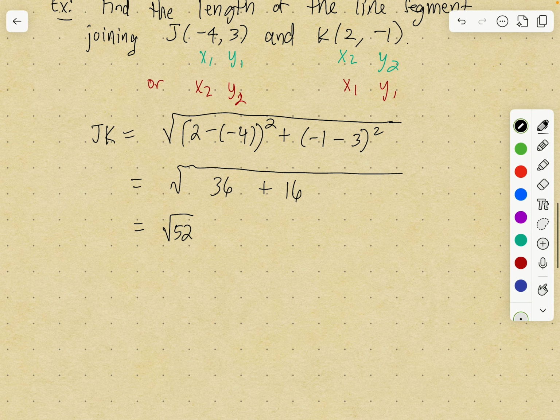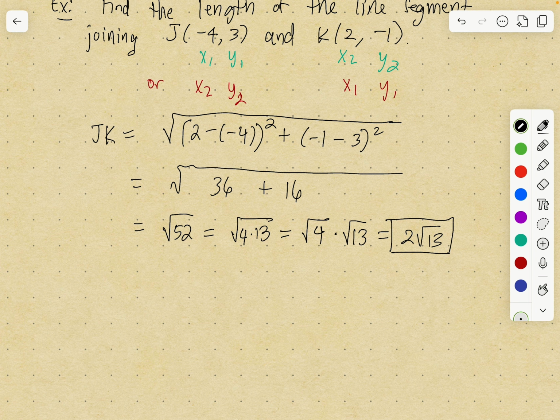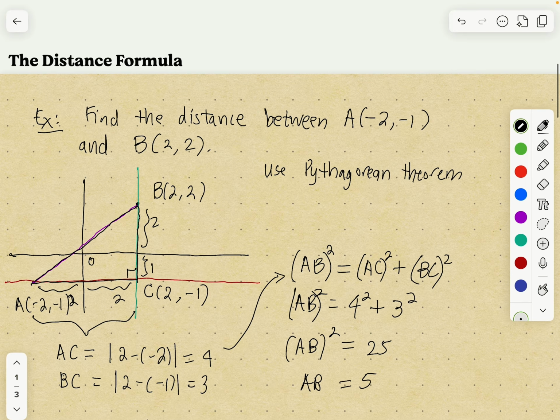And now it might be a little better to simplify this all the way. 52 is 4 times 13. And so this splits as the square root of 4 times the square root of 13. Square root of 4 is 2, so 2 times the square root of 13. And that's the answer.